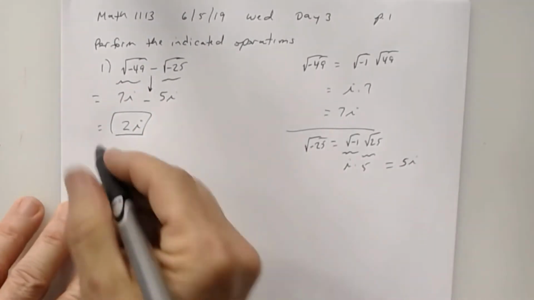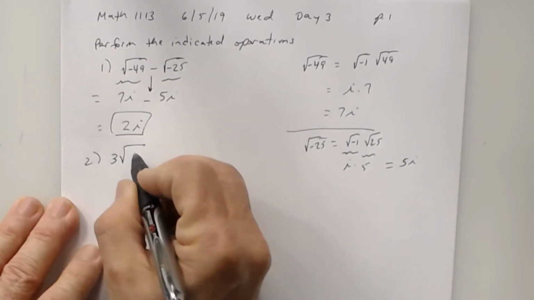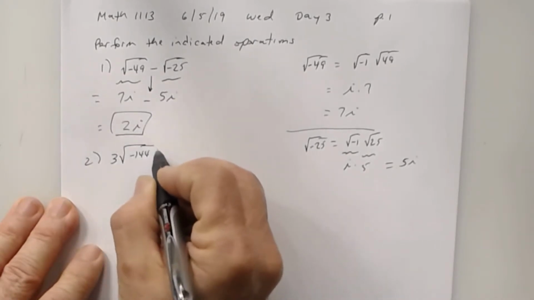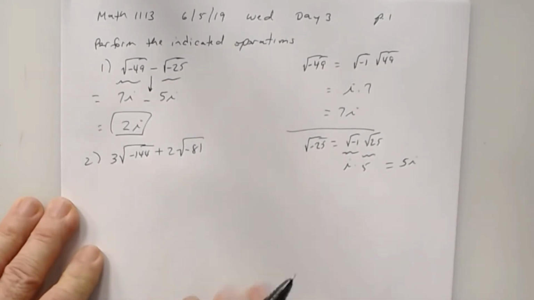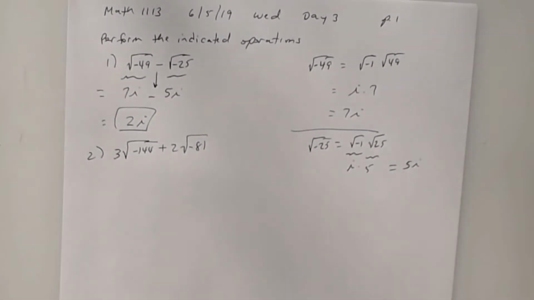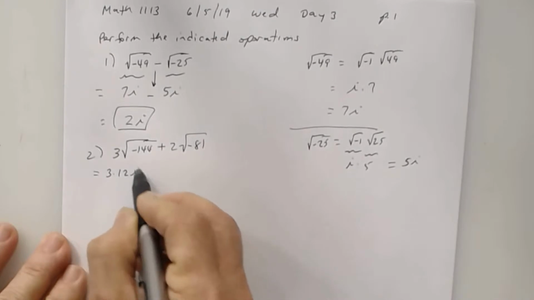Number 2. You have 3 times the square root of negative 144 plus 2 times the square root of negative 81. All right, let's deal with the square root of negative 144. What is that? 12i. So this is 3 times 12i.